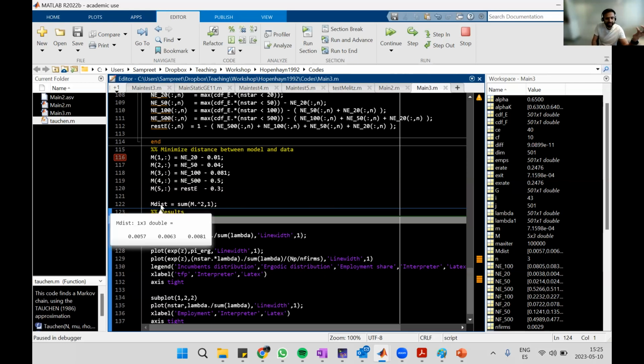And then one way people do it is to always choose the parameter that gives you the minimum distance between the model-implied moments and the data moments. So here you can see that the distance is increasing. So if I just have three different alphas, then I will choose the alpha which is the lowest, because it brings me closest to the data.